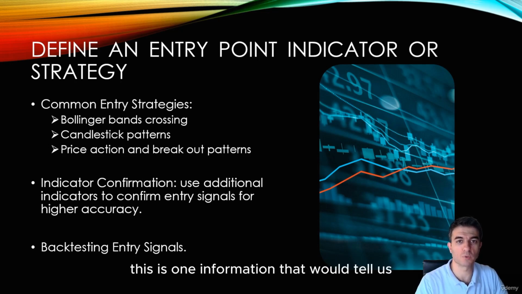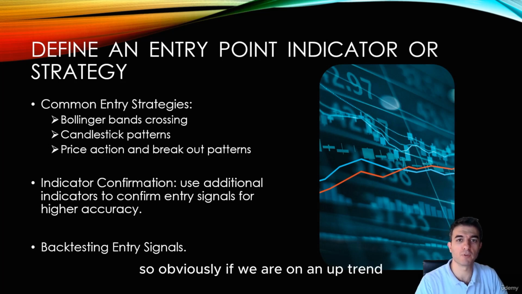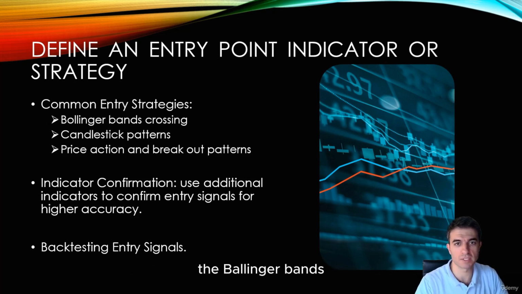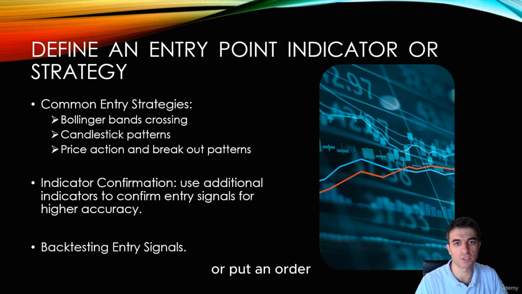This is one piece of information that would tell us it's a good entry point when we are outside of the Bollinger Bands, above or below the Bollinger Bands. So obviously, if we are on an uptrend, the price is going up, we are looking for long positions, we would wait for the candles to go below the Bollinger Bands, because this is way too low for an uptrend. This is where we can trigger our entry position or put an order, a deferred order for the future.